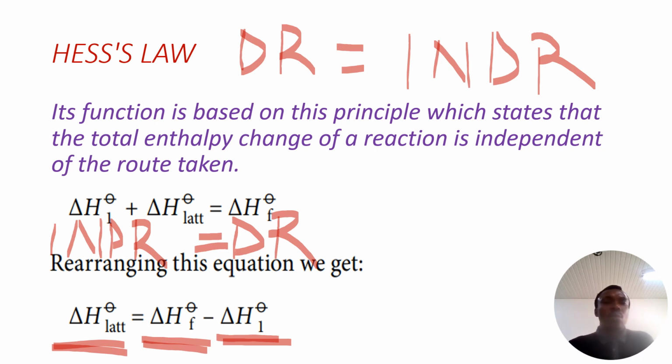So from this, we can calculate the lattice energy, which is equal to the enthalpy change of formation minus the summation of the enthalpy change of atomization, electron affinity, and ionization.